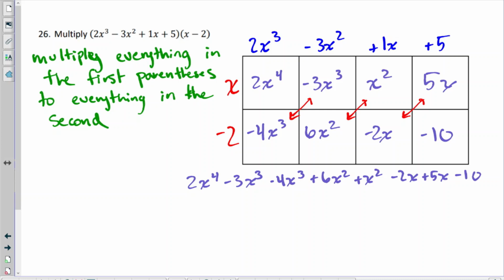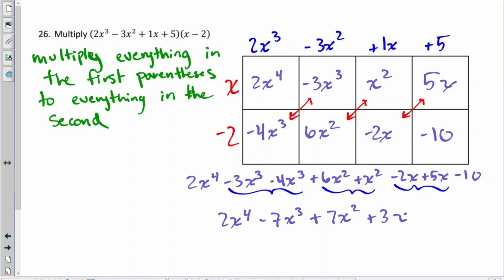Okay. You don't have to take this step where you do everything out. You could just combine these before writing the answer. But now that I have it written out, all of these sets of two are going to combine together. These are all like terms, and so we can simplify. And so our final answer is going to be 2x to the fourth. And then minus 3 minus 4 is minus 7x cubed. 6 plus 1 is 7x squared. Negative 2x plus 5x is plus 3x, and then minus 10. And there's your final answer.